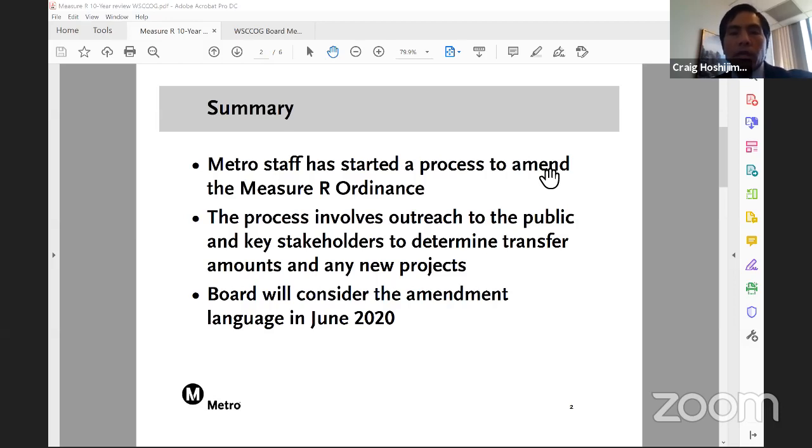Our process does involve outreach, and that's the purpose of this presentation to you all, to provide you with information about the transfer and see if you have any input. As I mentioned, the board is going to consider the amendment language at its June 2020 meeting. Next slide, please.